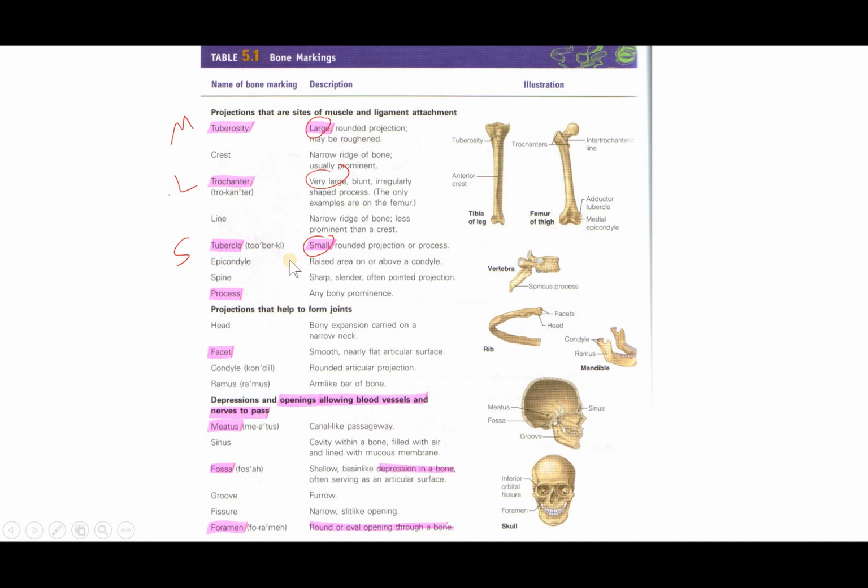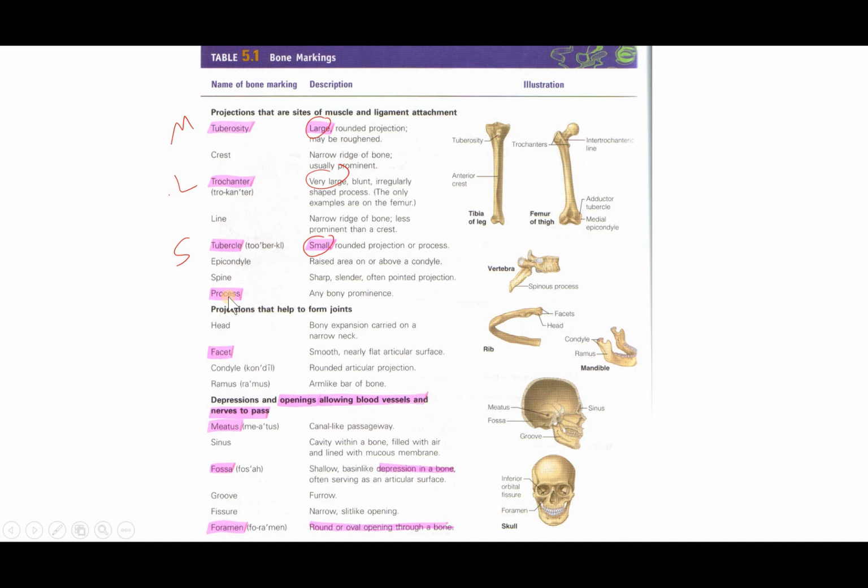An epicondyle is a raised area on or above a condyle. Epi means above, so it's a raised area on or above a condyle. Like this right here, there's your medial epicondyle, and we also have a lateral epicondyle there. Okay, a spine: a sharp, slender, often pointed projection. So look at this. A spine or spinous process fits the description: sharp, slender, often pointed projection.